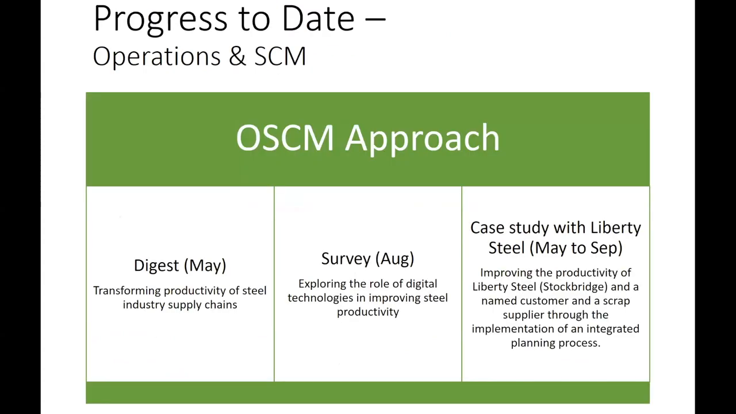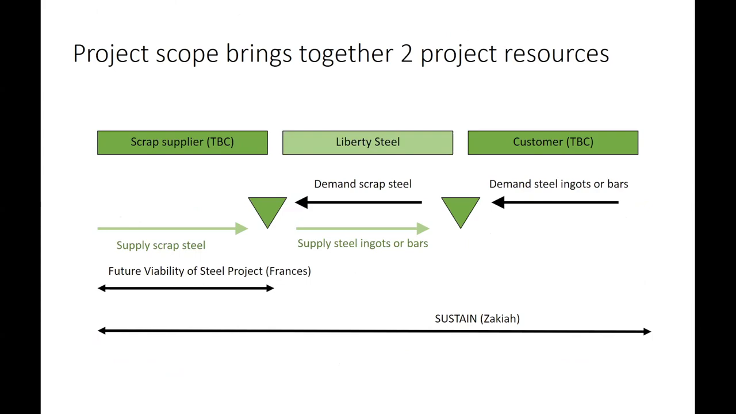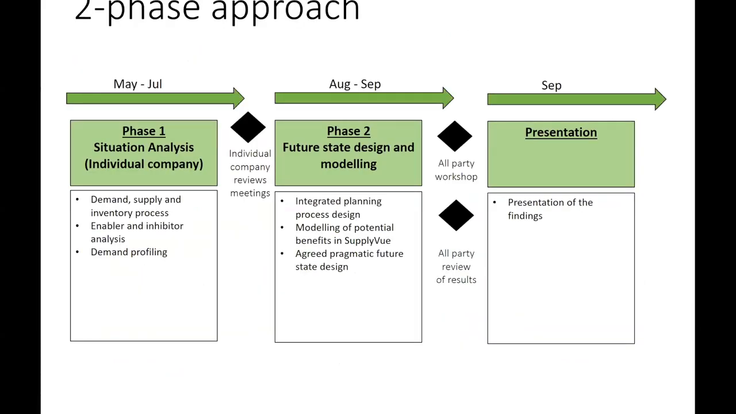So moving on from that, we're looking towards developing a two-phase process, looking at demand, supply, and inventory process for the supply chain with enable inhibit analysis and demand profiling. The second phase is looking at integrated planning and process design, and then modeling of the potential benefits within the supply chain. And then we're looking at a pragmatic method for the future that we agree with the companies that we're working with.